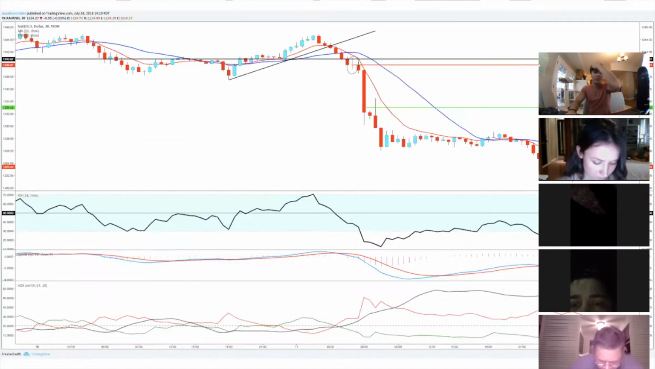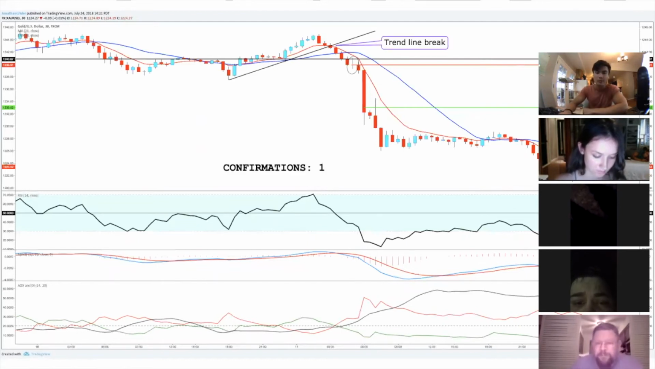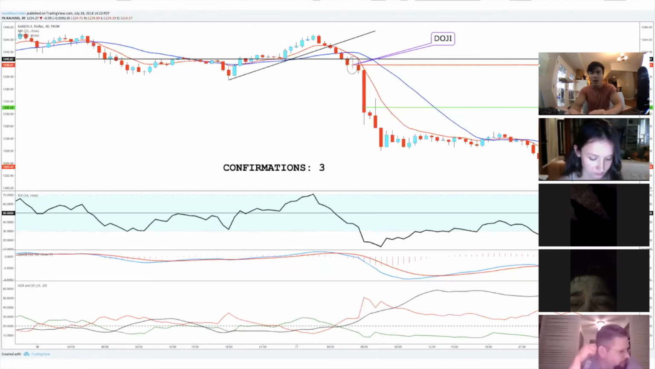All right, so here's another example of a sell I took, and I'll explain why I entered the sell. So we have a trend line break, just like we had in that first example, giving us our first confirmation. Price moved under baseline, telling us that the average price is now lower or it's going below the average. We have a doji candle, which shows indecision, which means price can either continue or reverse.